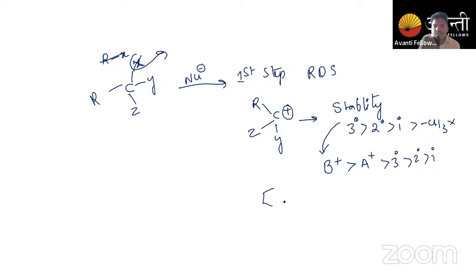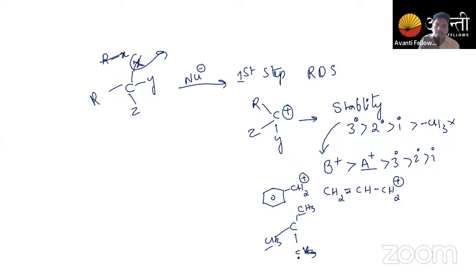Benzyl cation is very simple. You will have a benzene where CH2 will be attached, which is having a positive charge. Sir, what is allylic cation? CH2 double bond CH bond CH2 plus. So this is allylic cation. Tertiary, you already know, CH3, CH3, CH3. The carbon is attached with 3 different groups, with positive charge, this is tertiary. And secondary is CH3, C, CH3, and H. You will get a positive charge.